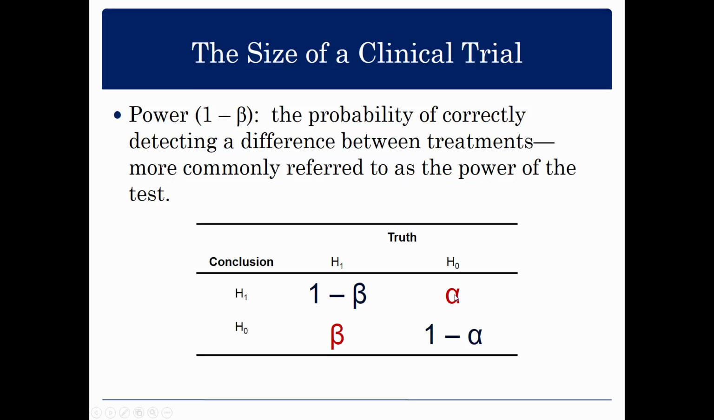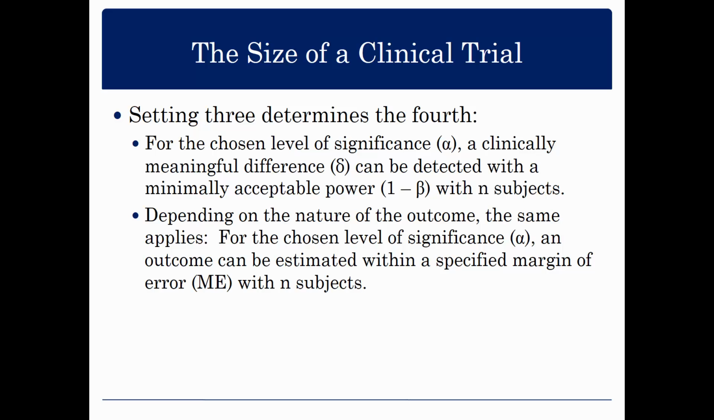This one is usually a maximum of 5%, sometimes 10%. This is usually a minimum of 70, 80, 90%. Setting any of those three determines the fourth. So if you set the type 1 error rate, and you set the power, and then you set what difference you're interested in detecting, I need to see a 20% increase in the response rate. That's the minimum amount I need to see before I determine this is clinically important. Then that information will allow me to calculate the number of subjects you need to achieve that goal.